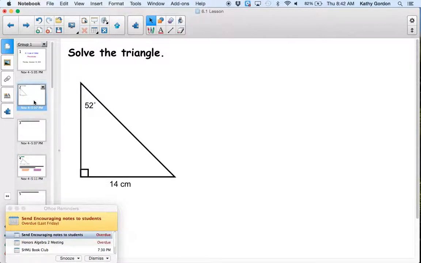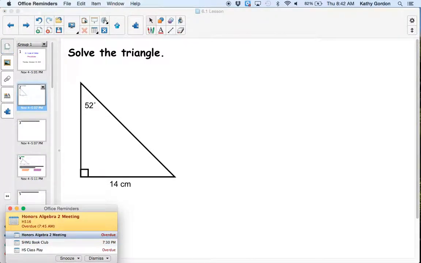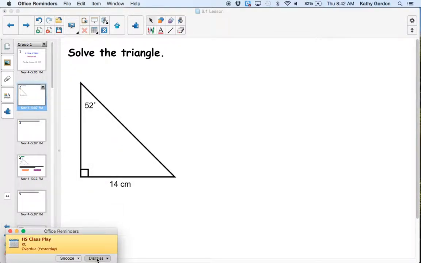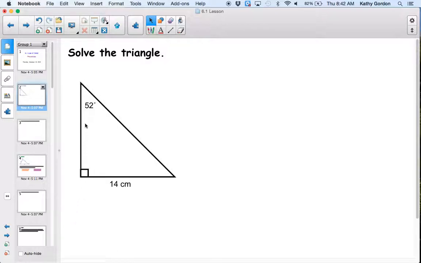So in this case, we're being given actually 2 angles here because the box is telling us that's a 90-degree angle. Then we've got a 52-degree angle up here. And then we're being told this one side is 14 centimeters. So how could I figure out this angle? It's 90 minus 52, and what's 90 minus 52 going to be? 38.